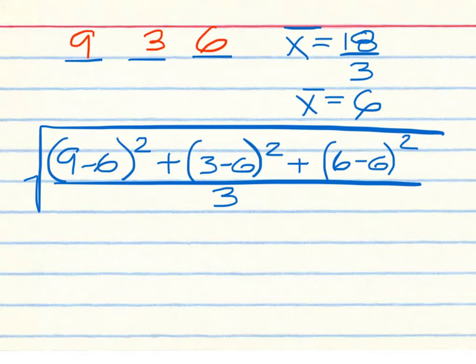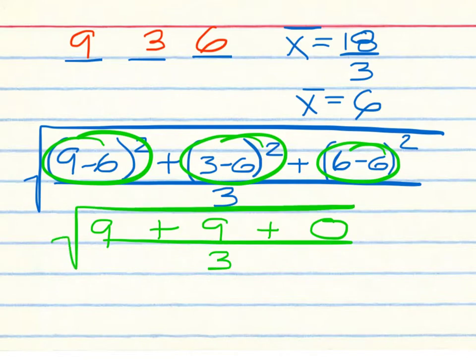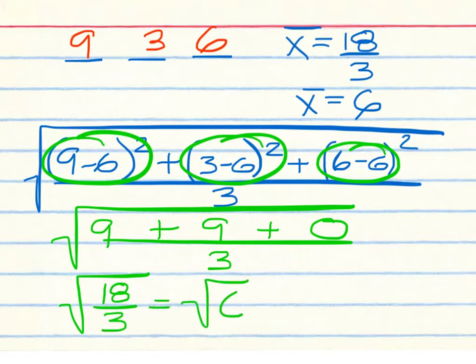So from here, we will have 3 squared, which is 9. Negative 3 squared is 9. And 0 squared is 0. 9 and 9 plus 0 is 18. Divide by 3 to get 6. And then the square root of 6. Round it to the tenths place. That'll be 2.4.